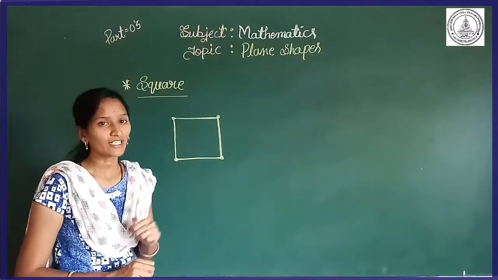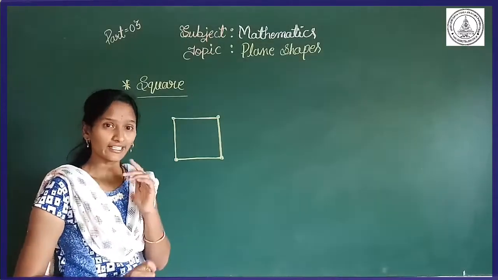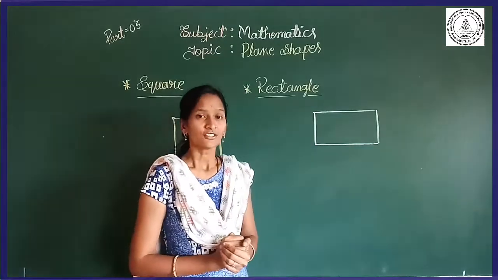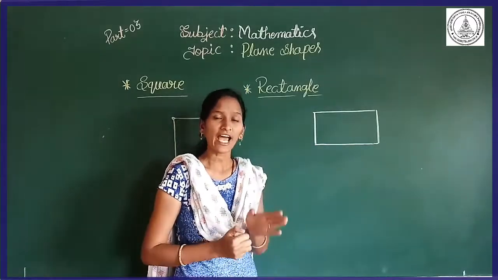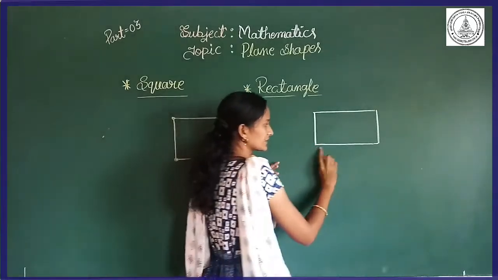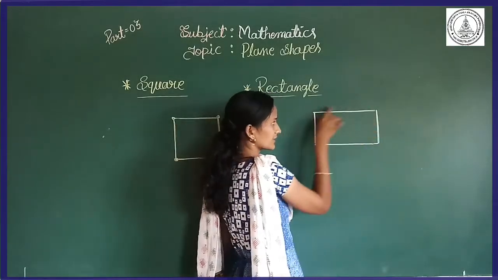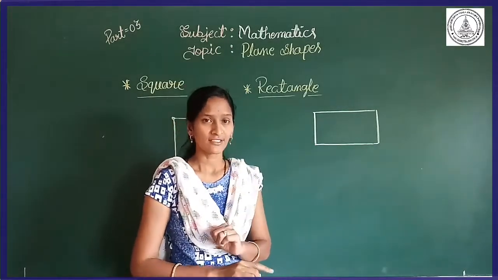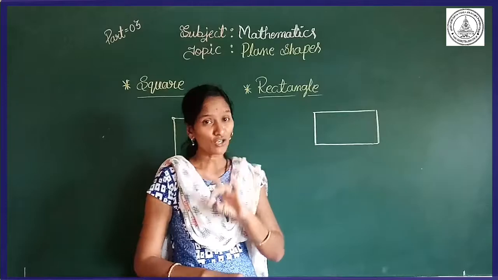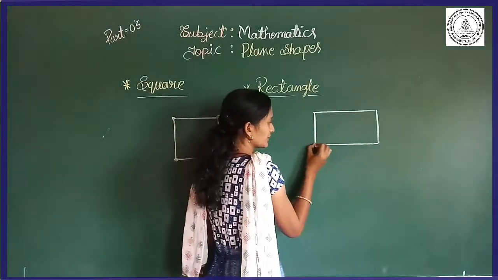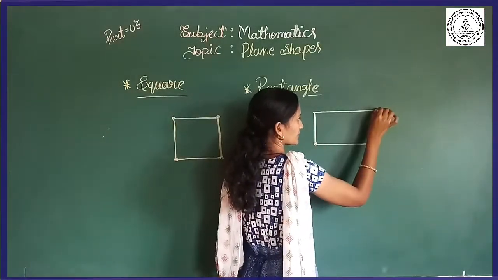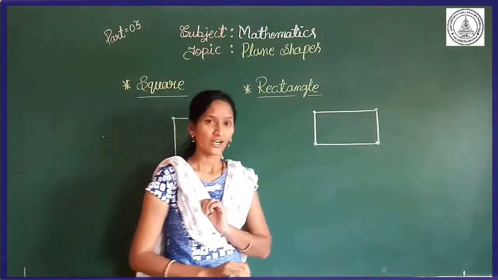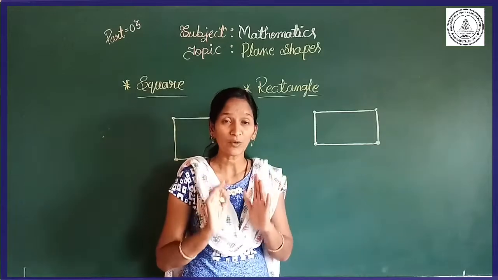Okay. So now come to the second one, that is rectangle. Students, look here. This is a rectangle shape. In a rectangle shape, it has four sides. See here, this is the first one, second one, third one and the fourth one. Okay, total four sides. And also it contains four corners. Look here, these are called the corners. It contains a total of four corners.